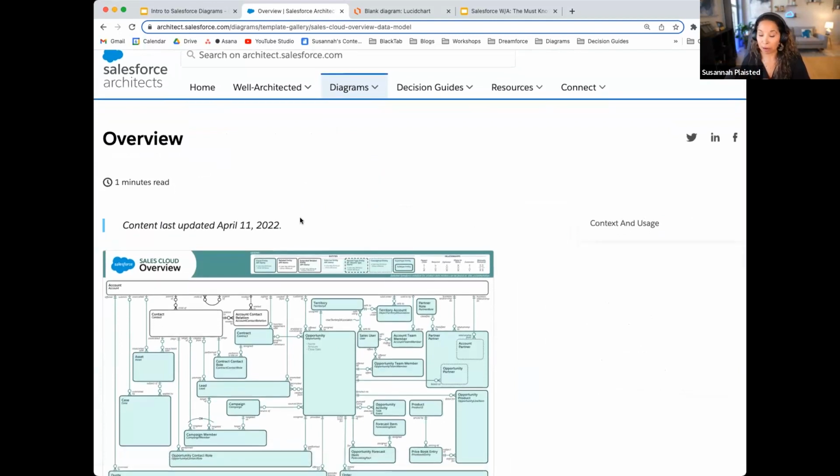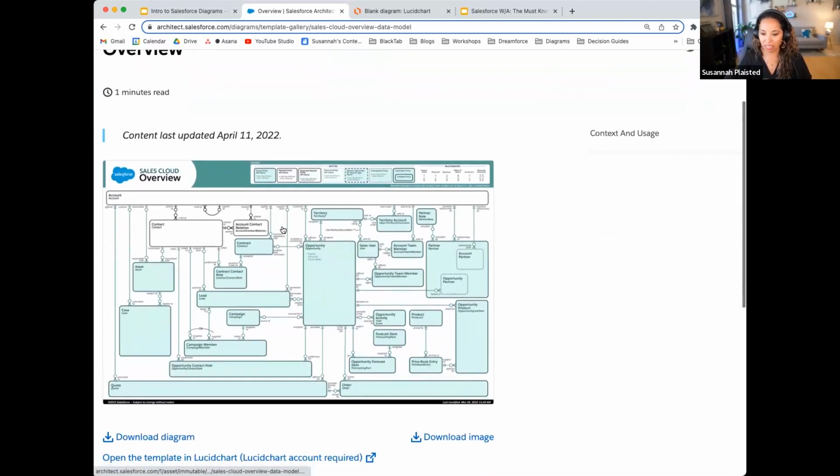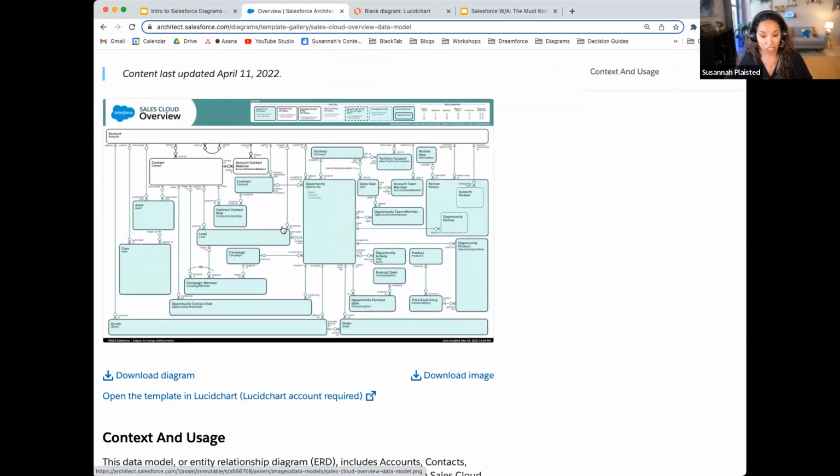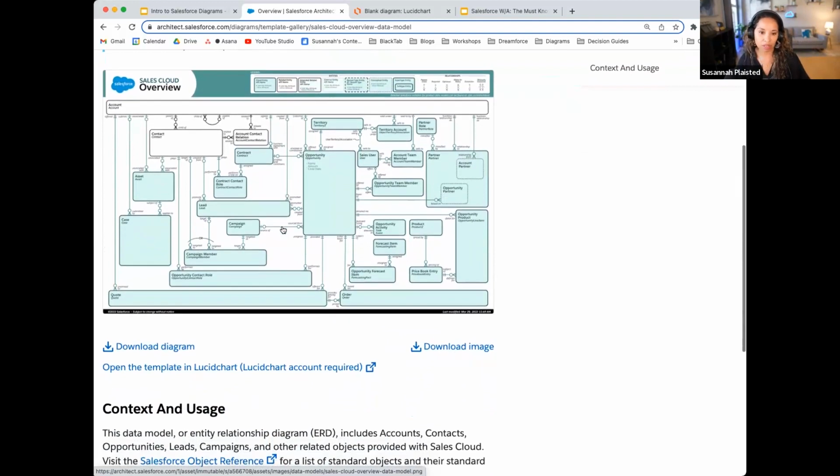And my favorite part, which is super, super simple, is that you can see when it was last updated, and this is the most up-to-date version. So we can see that not much has changed in Sales Cloud for a little while. Our documentation team is directly responsible for updating these on our website. So you can be confident that this is the most up-to-date version that is released by Salesforce.